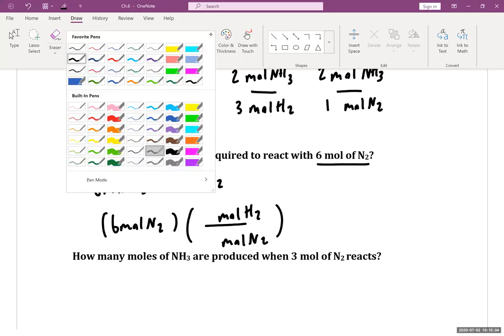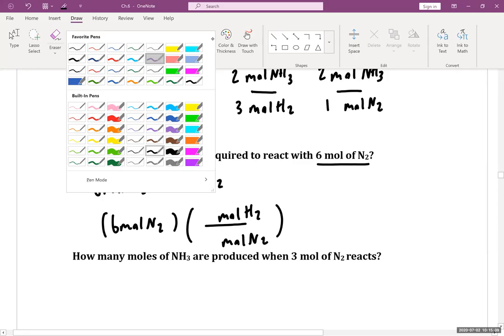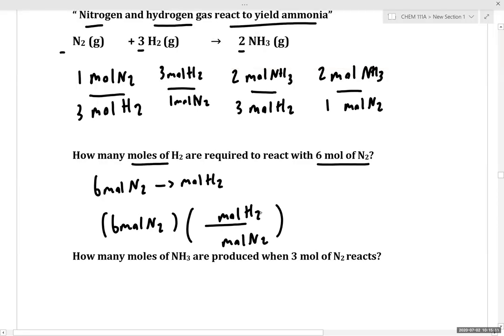Okay, now let's fill in our coefficients. So how many moles of hydrogen do we need per how many moles of nitrogen? What's our ratio of hydrogen to nitrogen in this chemical equation? 3 to 1. We need 3 moles of hydrogen for every 1 mole of nitrogen. And that in turn gives us 18 moles of hydrogen. Notice that our units cancel.